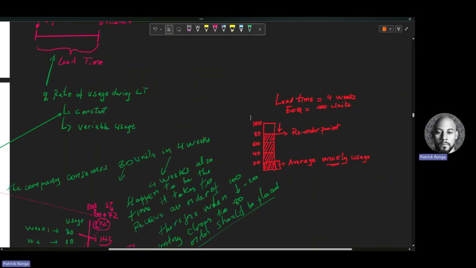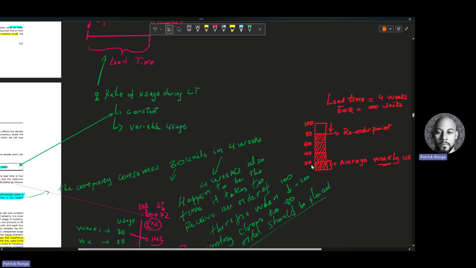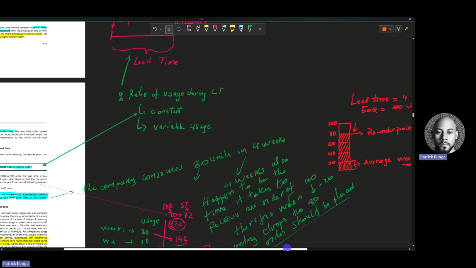So when we have a full house, when we have ordered, we have 100 units, we're going to start using those units. When we get to 80, we need to reorder, right? Because it's going to take exactly 4 weeks before we get to zero. By the time that we get to zero, we would have already received another 100 units. I hope that makes sense. But did you notice something? Here, the average is constant. So meaning we are using 20 units per week.